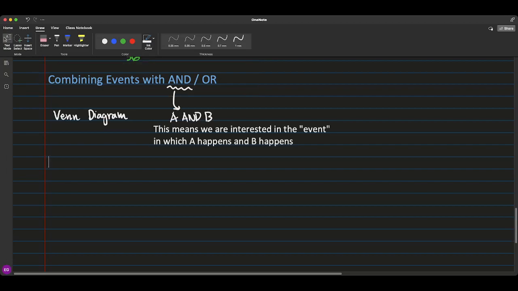So let's talk about die. Die 1 is even. That's event A. So if you roll a 2, a 4, or a 6, event A occurs. Event B will be that the sum is greater than or equal to 9. So you can roll, for instance, a 1 and an 8. That is equal to 9, so event B happens.